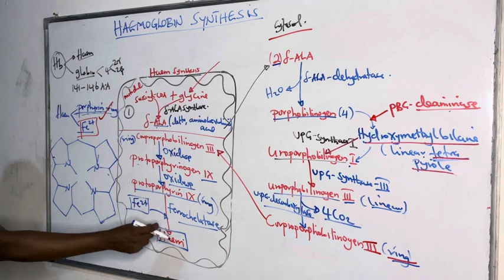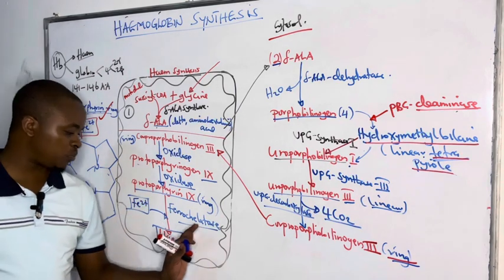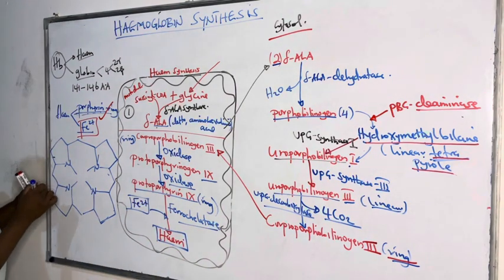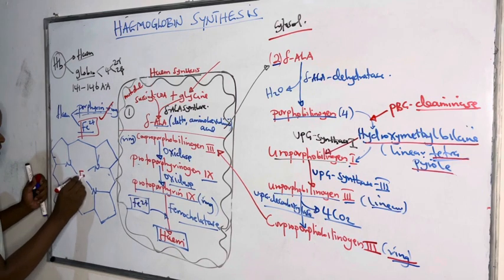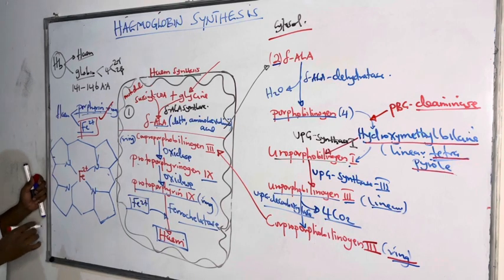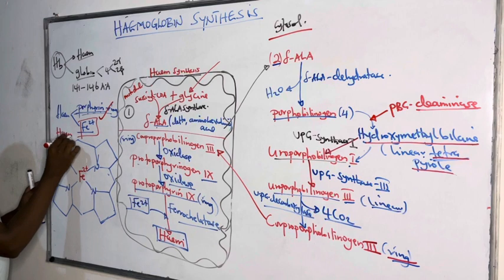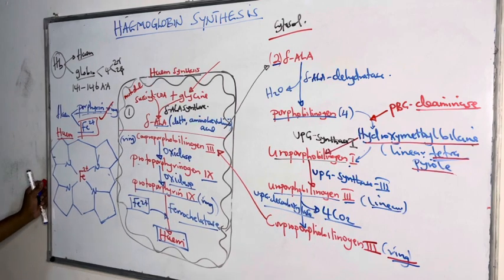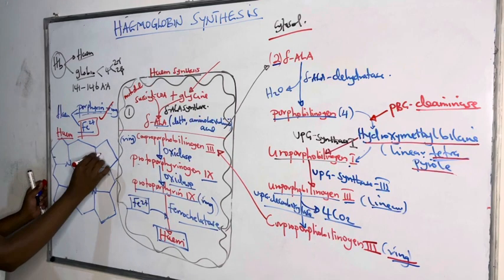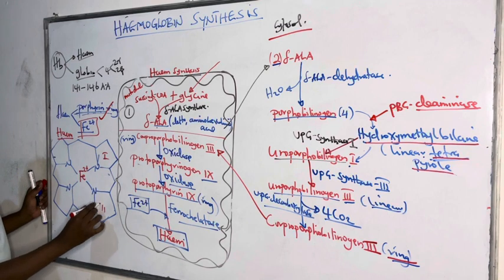So ferrochelatase's role is to bring the iron and add it at the center. It puts it at the center in ferrous state, and this is what we call heme. This is heme, which has been formed, whereby this heme has the 4 pyrrole rings.